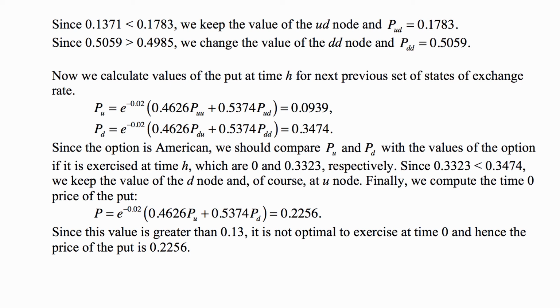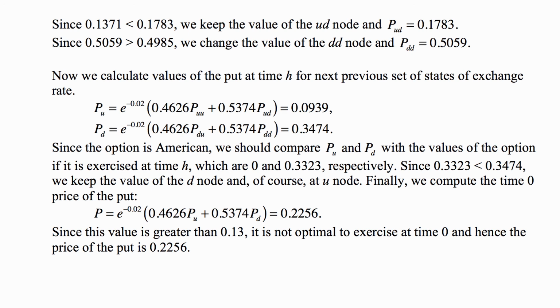As I just said, in the UD node we keep the value of 0.1783, but PDD is the value of exercise, so 0.5059. Now we calculate values of the put at time h for the previous set of states of the exchange rate, PU and PD, again as the expected present value using risk-neutral probabilities and the payoffs of the future nodes. For PU it's 0.0939, and for PD it's 0.3474. The option is American, so we compare this with the values if exercised at that time, which are 0 and 0.3323 respectively. Both are smaller than the values based on the future payoffs, so we keep these two values as the values at these two nodes.